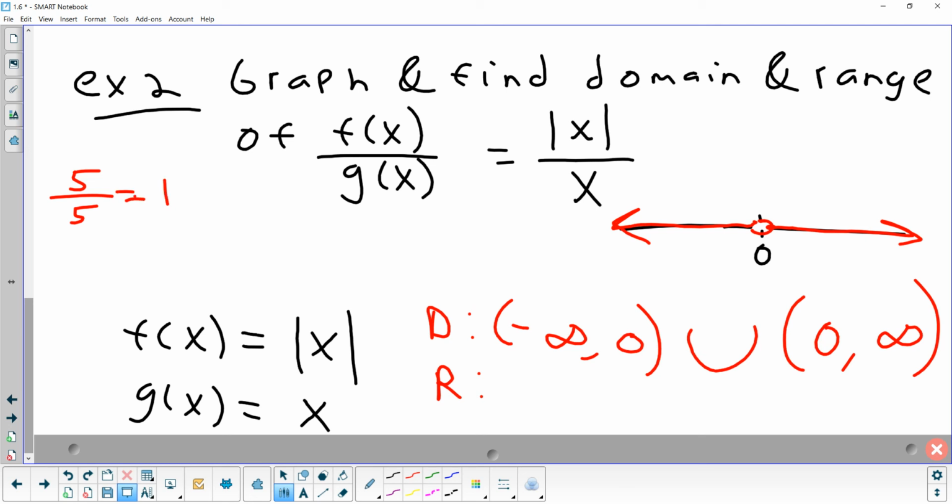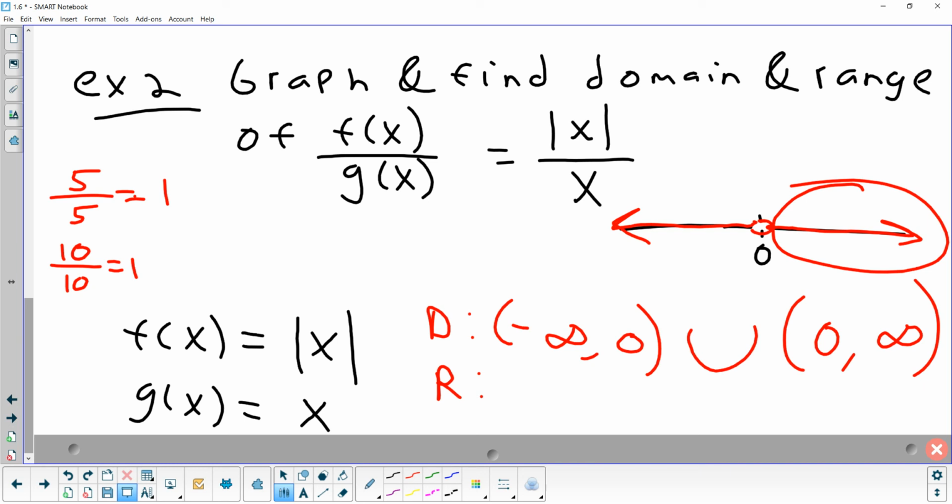If I plug 10 into the top, what do I get? 10. And if I plug 10 into the bottom? 10. And I get 1 again. So if you plug in any positive number, any number on this section, you get a value of 1.